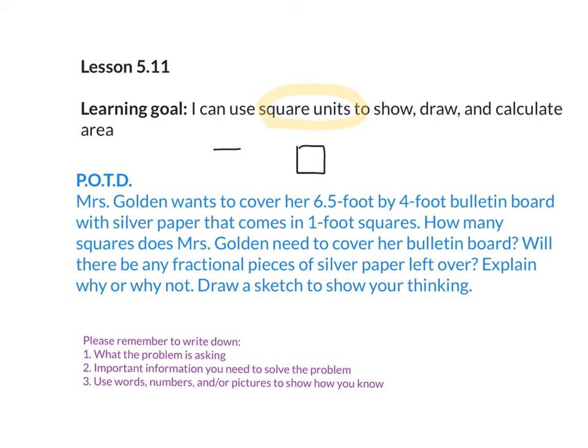What about a cubic unit? How many dimensions does a cubic unit have? Three. It has a length, a width, and a height. So it has 3 units. So a cubic unit will look like a 3D cube.